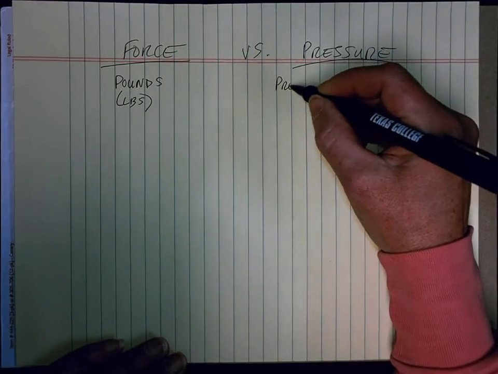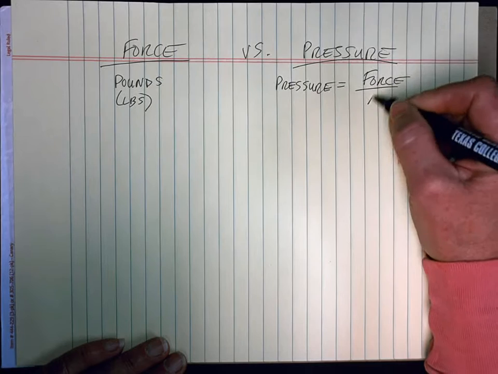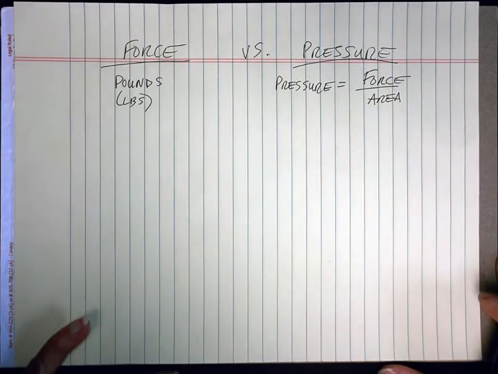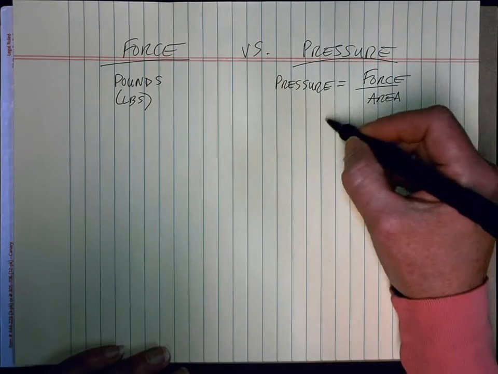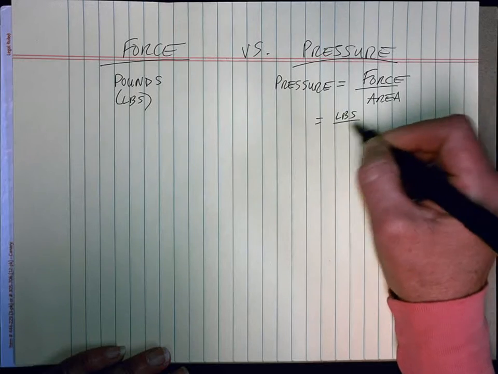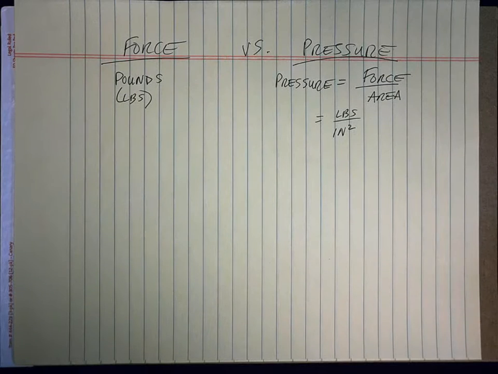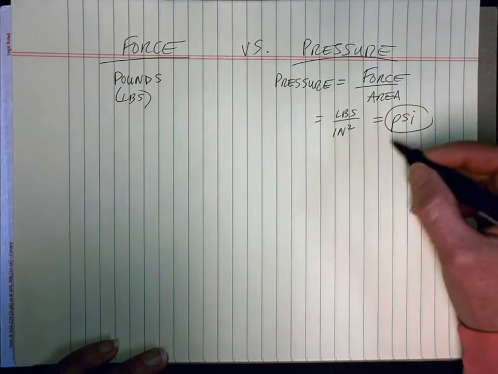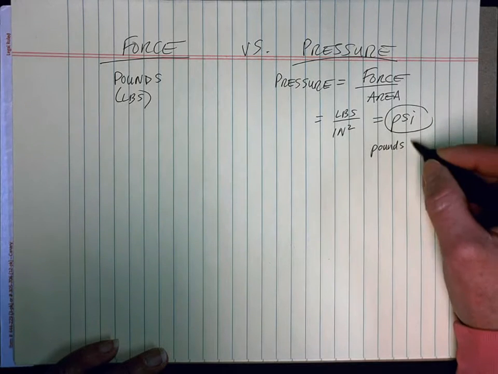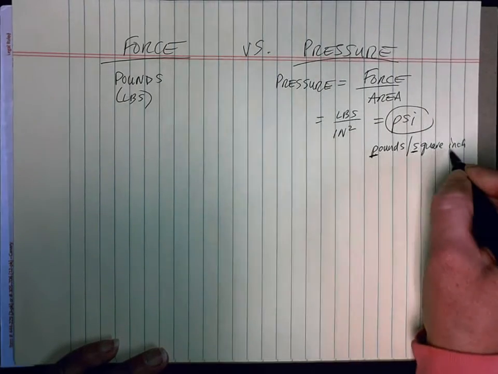Pressure is defined as force per unit area. Pressure is how much force is applied over a specific area, and it's measured in pounds per square inch. Now, there are other ways to measure it. This is the common way of measuring pressure in the oil field and in other applications. And of course, that can be written PSI. And the PSI comes from pounds per square inch. PSI.